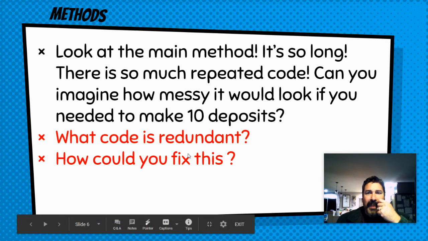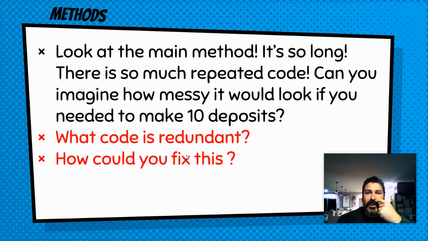Okay, so look at the main method. It's so long. There's so much repeated code. Could you imagine how messy it would look if you needed to make 10 deposits? The code would just keep getting longer and longer and longer. Make a deposit, make a deposit, make a deposit. Show what the new balance is. Show what the new balance is. It gets super long, just like we talked about with the code in Black Ops.